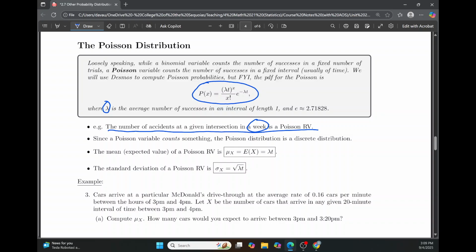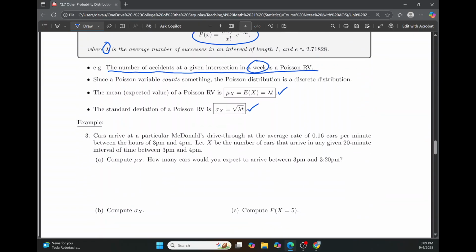So we'll use the Poisson distribution in Desmos to compute probabilities. As far as the mean is concerned, the mean of a Poisson distribution is lambda times t, where t is the length of time that we're interested in looking at. And the standard deviation of a Poisson random variable is the square root of lambda times t. That's an interesting feature of the Poisson distribution, that the standard deviation is just the square root of the mean. Anyway, let's look at an example.